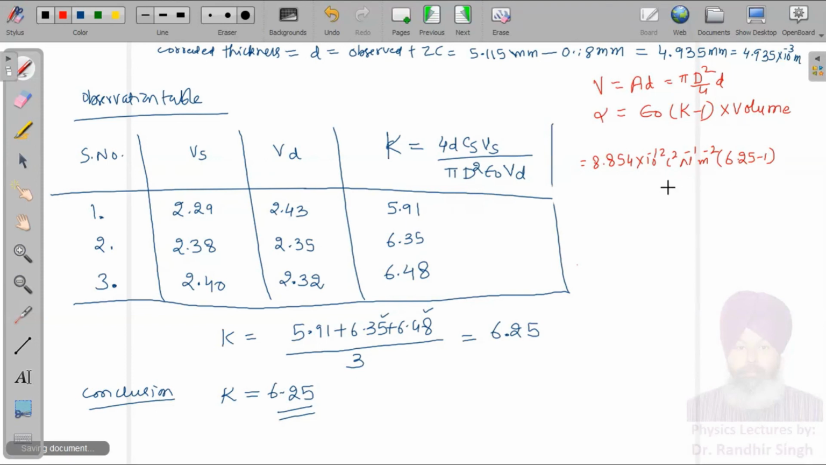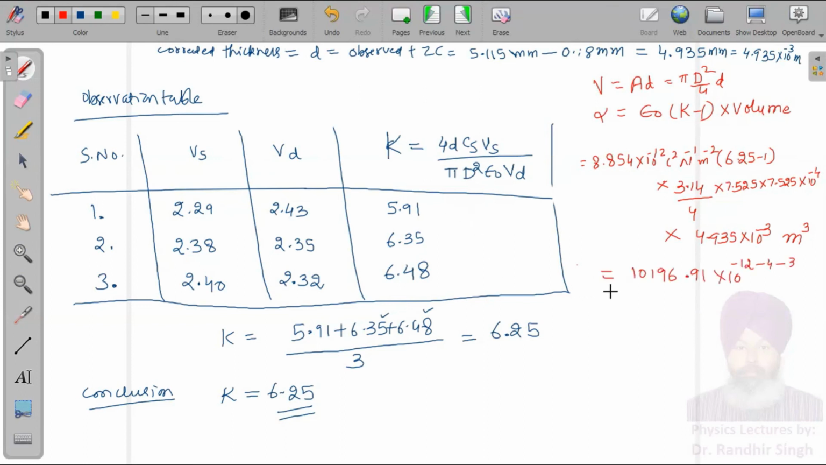So you can write it, multiplied by pi, that was 3.14 divided by 4, into D was actually 7.525 into 7.525 into 10 raised to power minus 4, and then we will multiply it by small d, which I guess was 4.935 into 10 raised to power minus 3. So this area will be in meter square and this will be in meter, so I can multiply it by meter cube. So the final answer will be as follows.